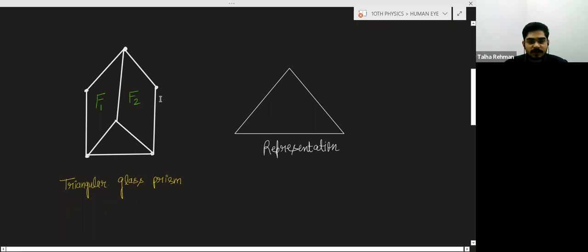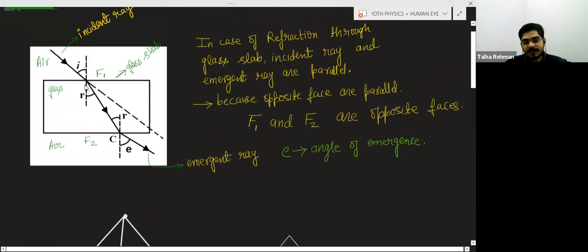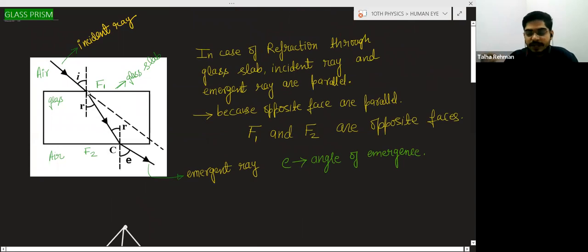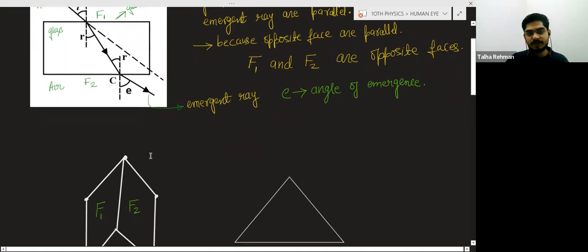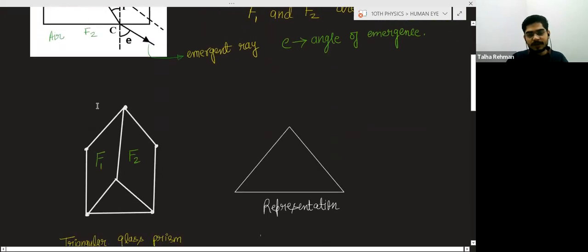Earlier you have seen that when a ray of light passes through the glass slab, the incident ray and the finally refracted ray, or emergent ray, are parallel. Why parallel? Because in the case of the glass slab, the opposite faces are parallel. But now see here, these two opposite faces, F1 and F2. Are they parallel? No, these are not parallel faces.